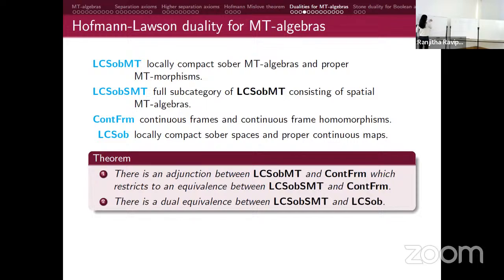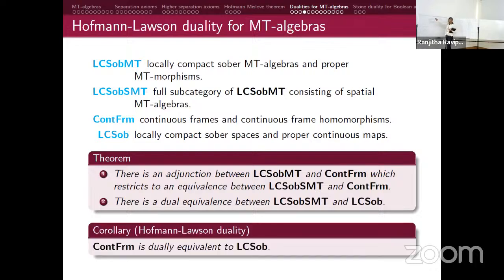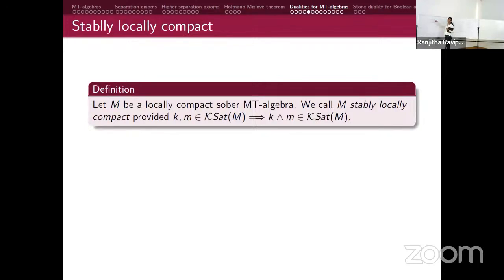So locally sober, empty to continuous frame. And then once I make it spatial, this becomes an equivalence. So in spaces, once you have locally compact sober, there is an equivalence between continuous frames and that, but I don't have that. I have to add spatial to make it an equivalence.